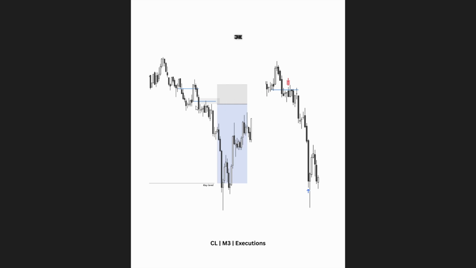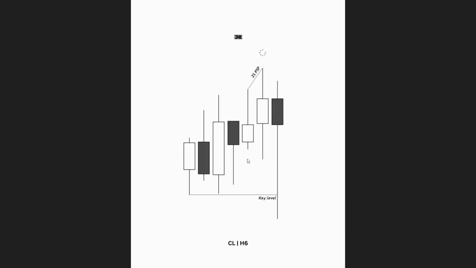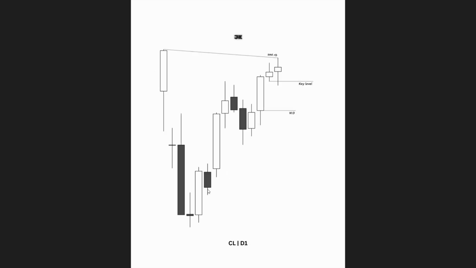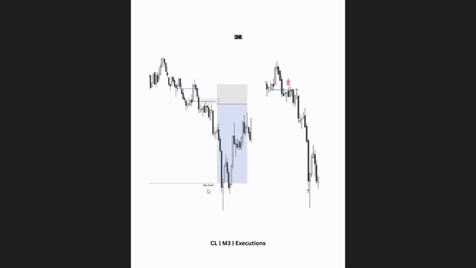So I had a limit on the gap. So as soon as we tagged the gap, we were put into the trade. You can see here, and my stop loss was on the bodies, okay, the candle bodies up here. And the target, the TP, was the key level, which we talked about on the higher time frame. The daily gap. Okay, so I was able to get 4R out of this.